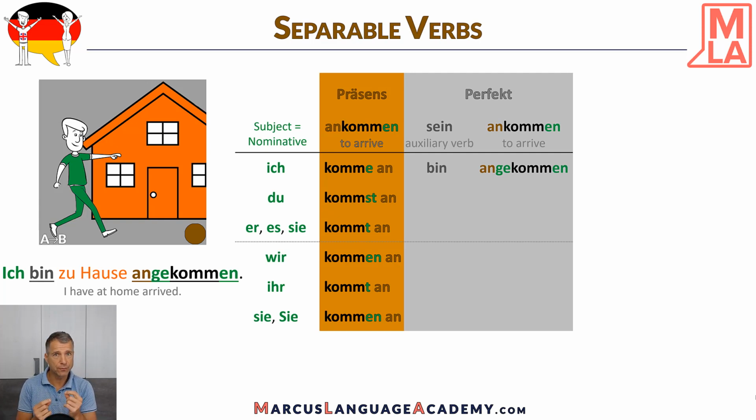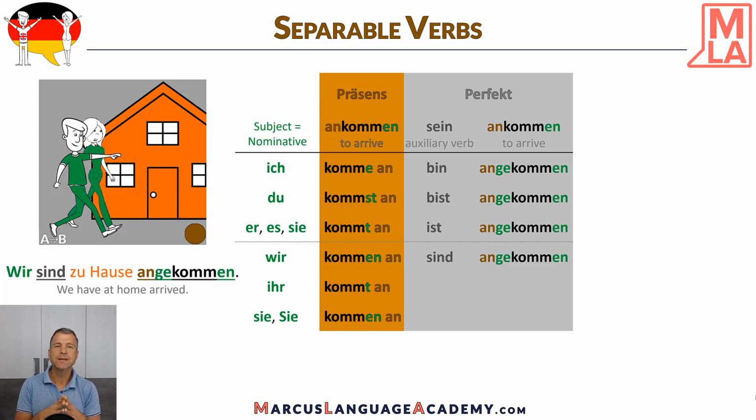Really important rule: all the separable verbs do this. So our sentence would be: ich bin zu Hause angekommen. I have at home arrived. And remember, the participle goes all the way to the end. So therefore it's I have at home arrived, not I have arrived at home. In second and third person it would be the same, we just conjugate the auxiliary verb. So du bist angekommen und er ist angekommen. And in plural, a little bit similar: wir sind angekommen, wir sind zu Hause angekommen. And the rest is ihr seid angekommen und sie sind angekommen.